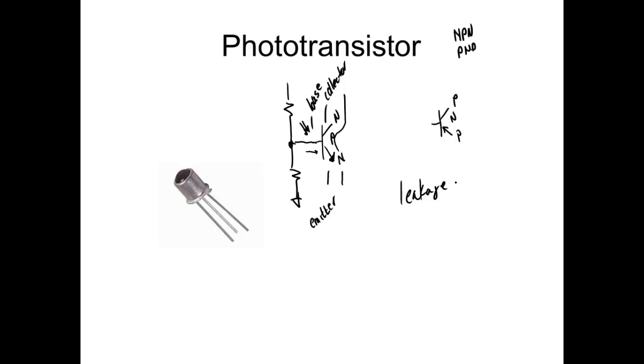The center lead, this little tab, identifies the emitter. This would be the collector, and the one in the center would be the base. But they come in all different packages, so you can't really use this package as an example.